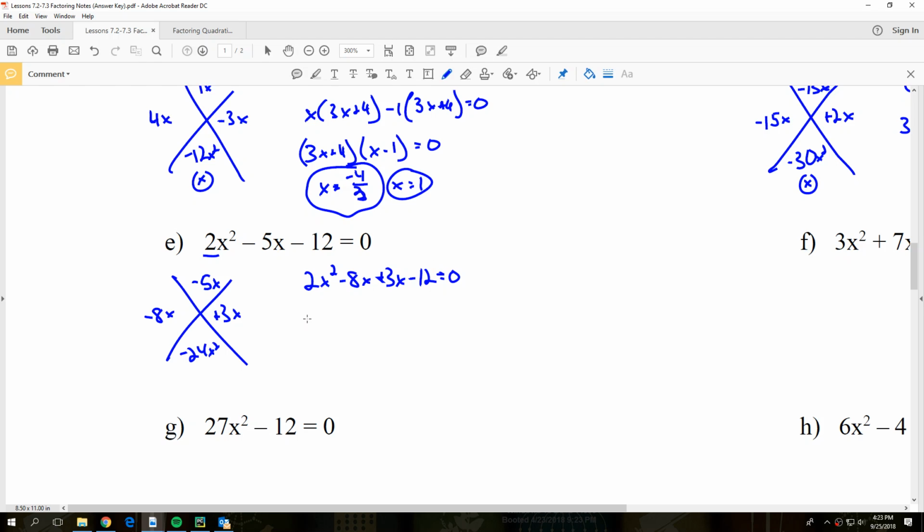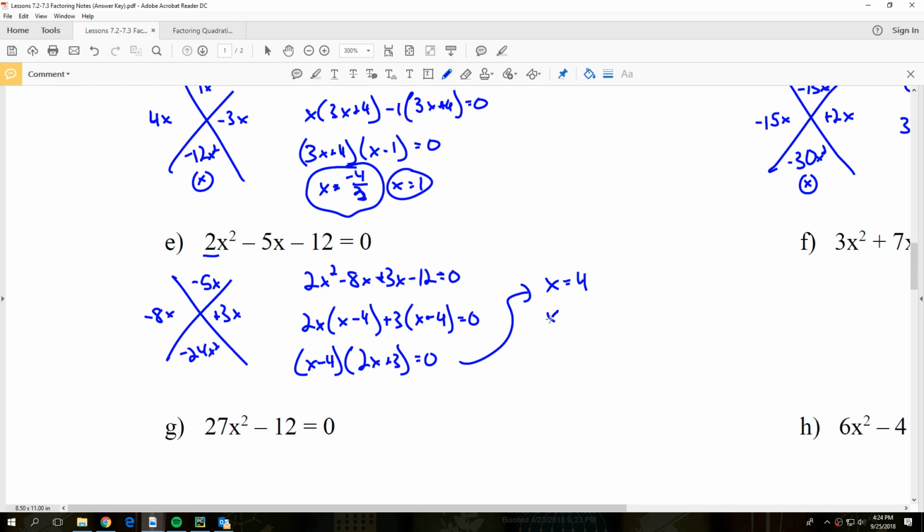All right, factor by grouping, I'm going to pull out a 2x, and that leaves me with x minus 4. Pull out a 3. That leaves me with x minus 4 is equal to 0. And so I'm going to pull out my x minus 4. Oops, x minus 4 is my GCF. And that leaves me with 2x plus 3 on the inside is equal to 0. Setting them both equal to 0 means x is equal to 4 and x is equal to negative 3 halves.